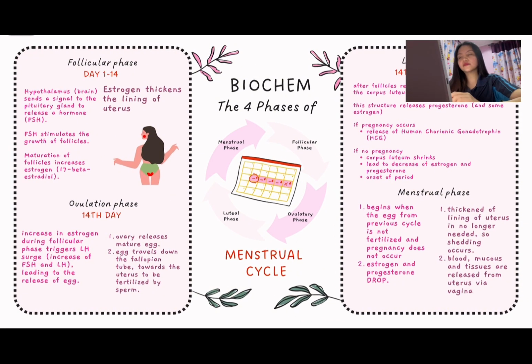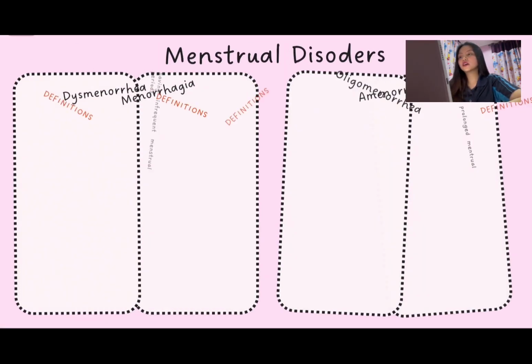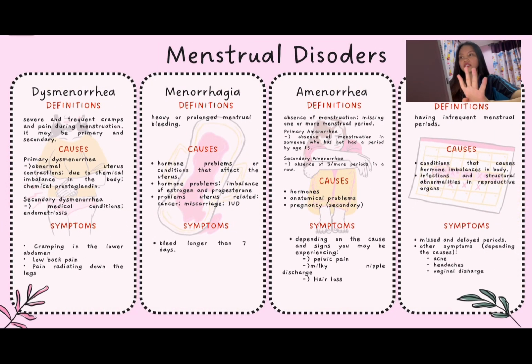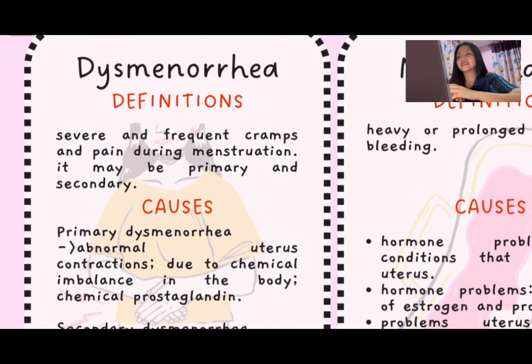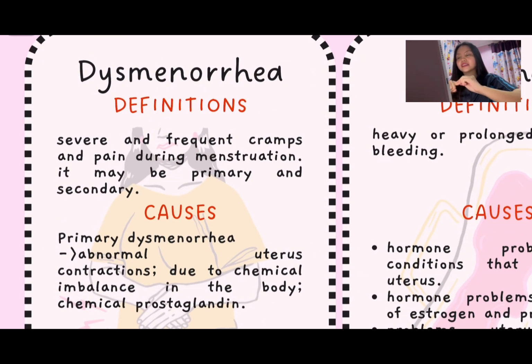Now let's move on to menstrual disorders. There are 4 types of menstrual disorders: dysmenorrhea, menorrhagia, amenorrhea, and oligomenorrhea. The first one is dysmenorrhea. Dysmenorrhea is severe and frequent cramps and pain during menstruation. It may be primary dysmenorrhea or secondary dysmenorrhea.